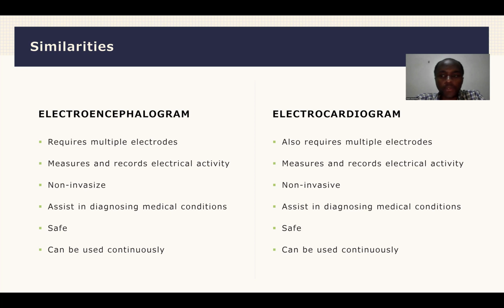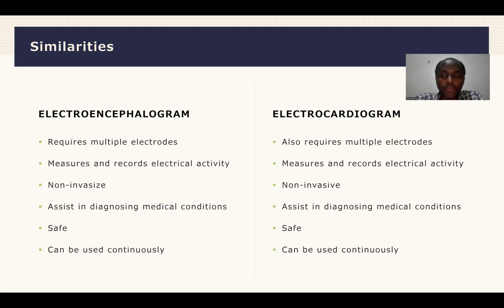The EEG places electrodes on the skull to detect brain signals, while the ECG places them on the chest, arms, and legs to measure heart activity. The next part talks about how each measures and records electrical activity, whereby the EEG records the electrical signals generated by the neurons in the brain, and the ECG records the electrical impulses produced by the heart's contraction and relaxation cycles.